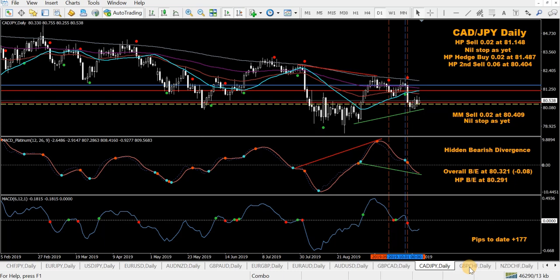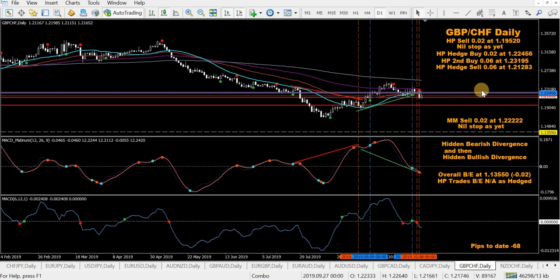Move across to the pound Swiss. This is one ugly pair, this one. So we took an HP sell, we took a hedge buy, we took a second buy in here, then an HP sell, that would be there, and a Mod MACD sell. So we're down minus 0.02. HP trades are hedged.